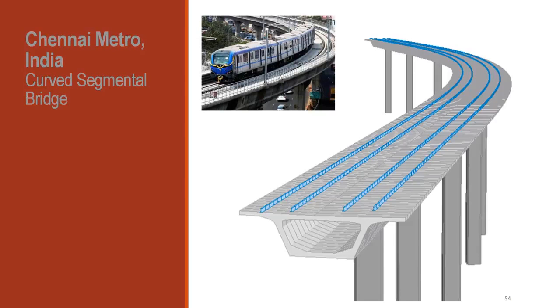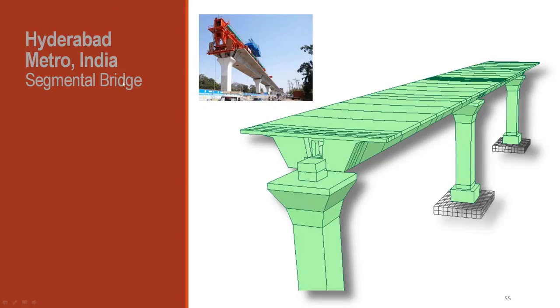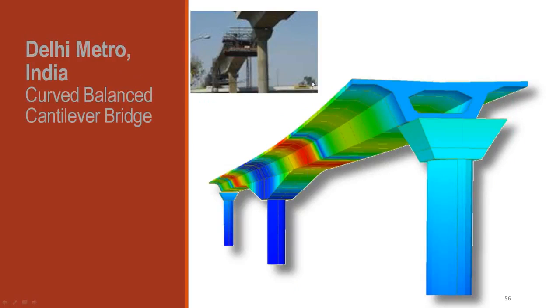So you can see here the Chennai Metro. This is a curved segmental bridge. You can see the rail and the deck model. The same model is replicated here. So this is the Midas Civil model for the Chennai Metro. Similarly, we have the Hyderabad Metro, which is again a segmental bridge. And then we have the Delhi Metro, which is again a balanced cantilever method of construction. Majorly AECOM is dealing with this.